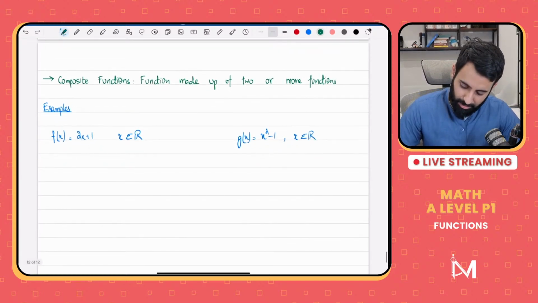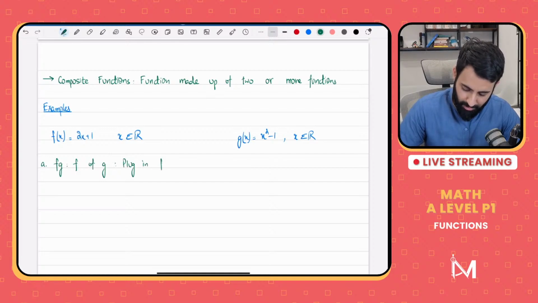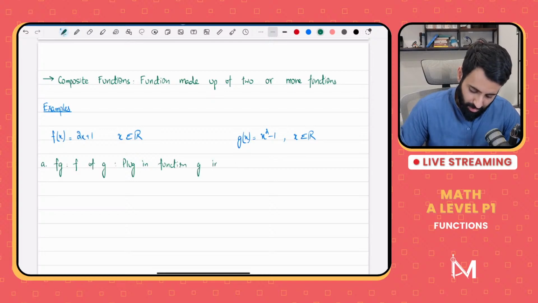And let's say the first part of the question says find out fg, which basically means that you have to find out f of g, which means that you plug in function g in function f. You plug in function g in function f. Achha, aisa kyun hai? Aisa isliye, abhi dekh lete hain.